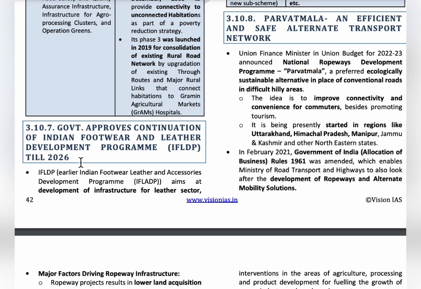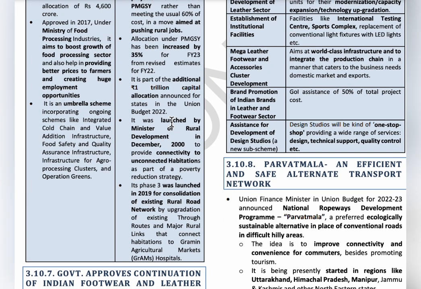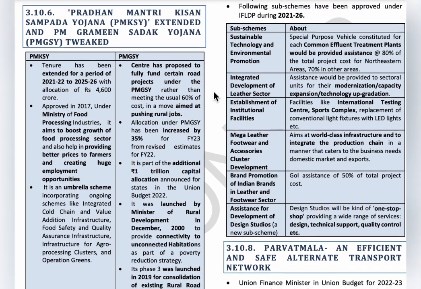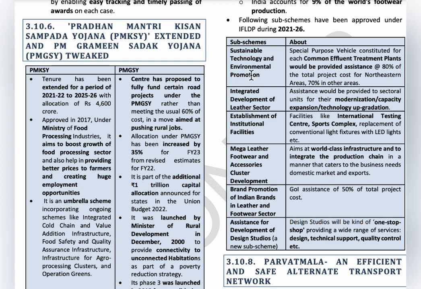India produces 9% of the world's footwear. There are some other sub-schemes launched to improve the leather industry. They are: sustainable technology and environmental promotion, integrated development of leather sector, establishment of institutional facilities, mega leather footwear and accessories cluster development, brand promotion of Indian brands in the leather and footwear sector, and assistance for development of design studios. All these are initiatives taken by the government to improve the leather industry in India.